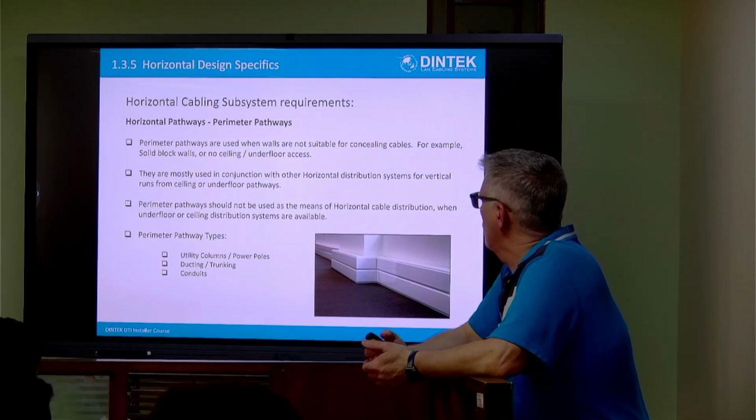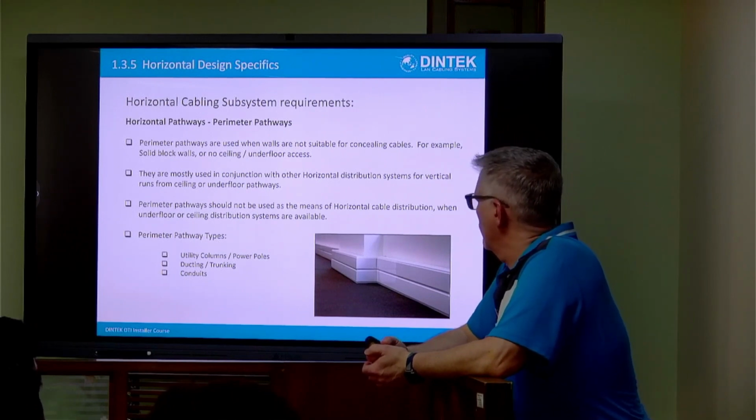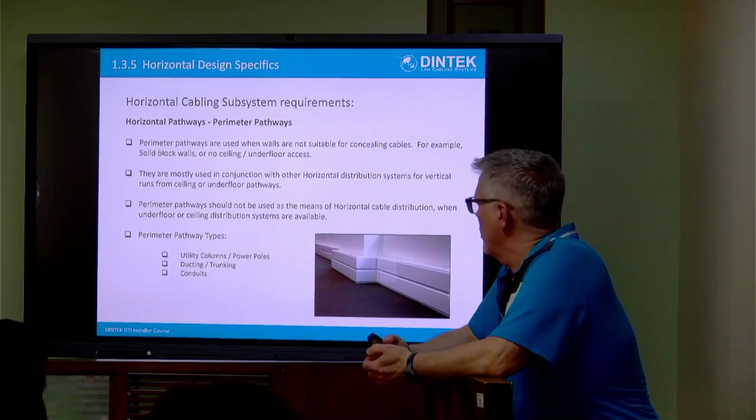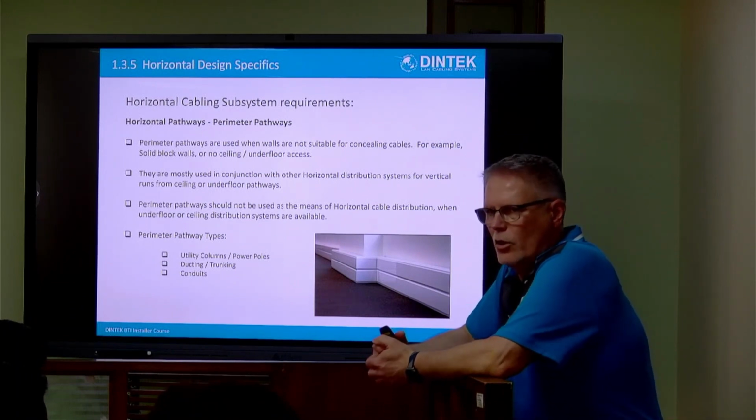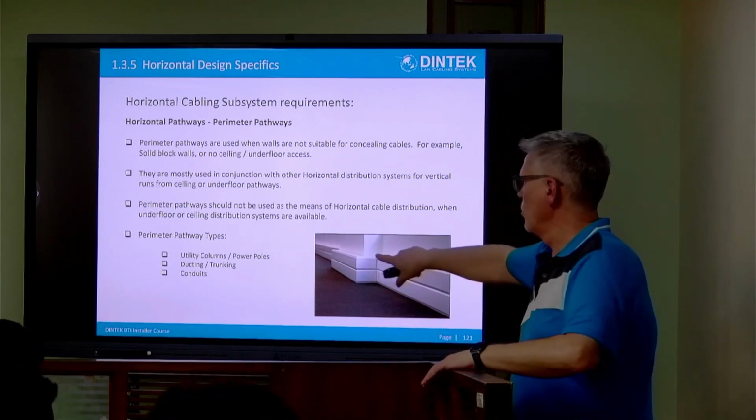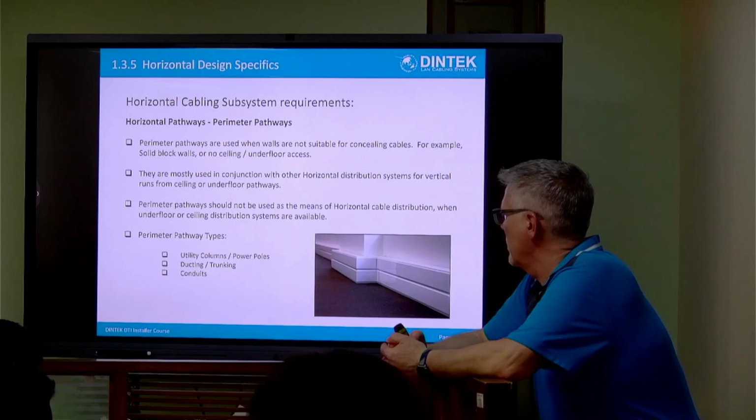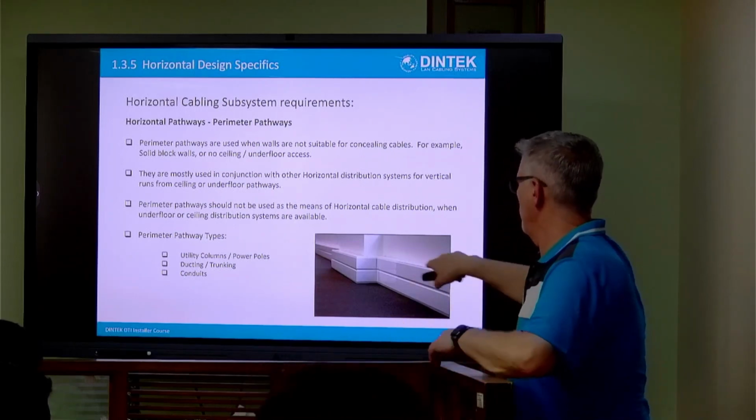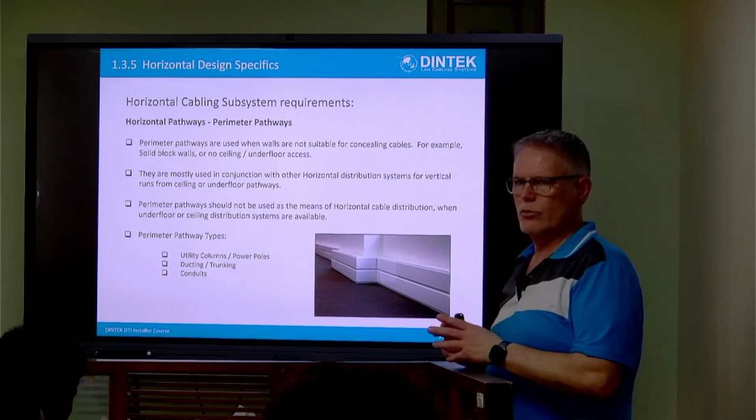Pathways used in walls are not suitable for cables with solid block walls with no ceiling or underfloor access. That's where we're going to use things like conduits or ducting or some kind of wall trunking. Typically, the best thing to use if you're going to be using wall trunking is some kind of anodized steel trunking.